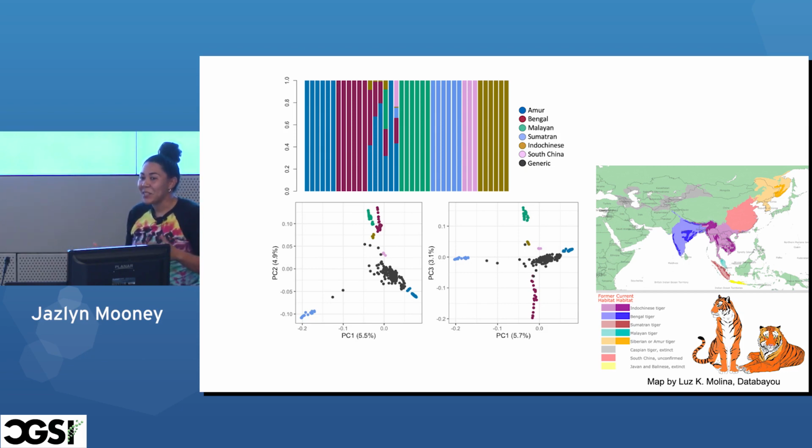Thankfully, at least for the zoos, they keep a really great pedigree. We have a bunch of trio data, so we can roughly make a demographic history that's just as detailed as what we had before. So this is the next bit of work that's well on its way.